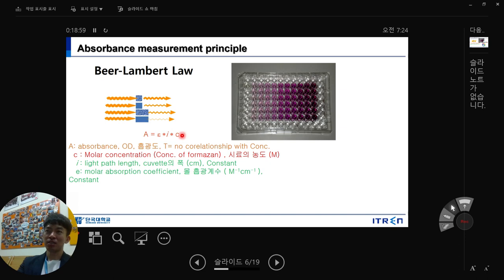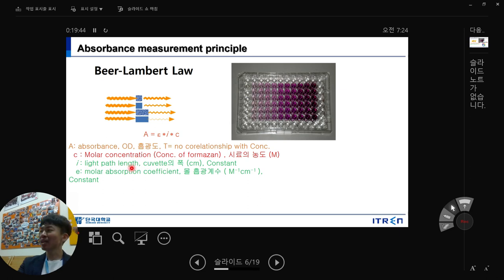εlc. Okay? ε means molar absorption coefficient, which means a constant. Let's say if you have MTT solution, your MTT solution has a constant molar absorption coefficient. If you have CCK, it has its own molar absorption coefficient. So depending on your assay tool, this molar absorption coefficient is the same. This is constant. l, the light path length, the width of the cuvette, is also constant. When you use the same cuvette, you always have the same light path length.